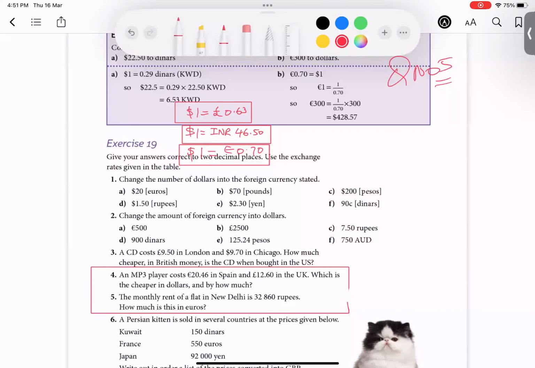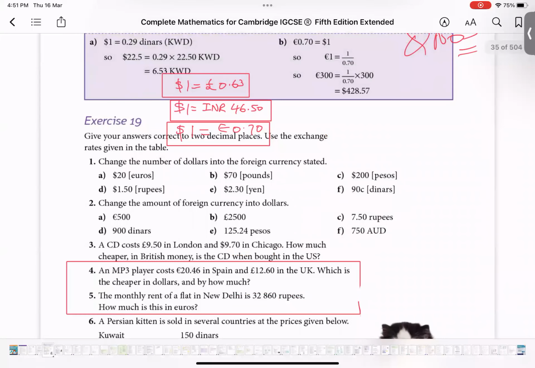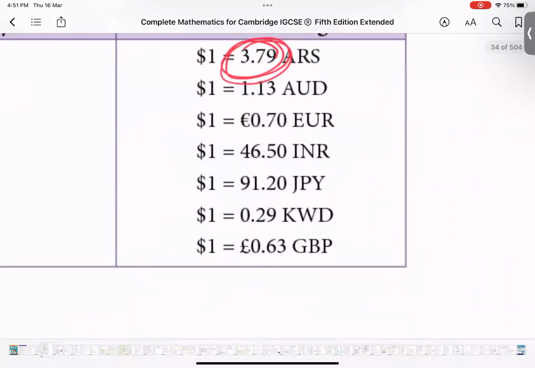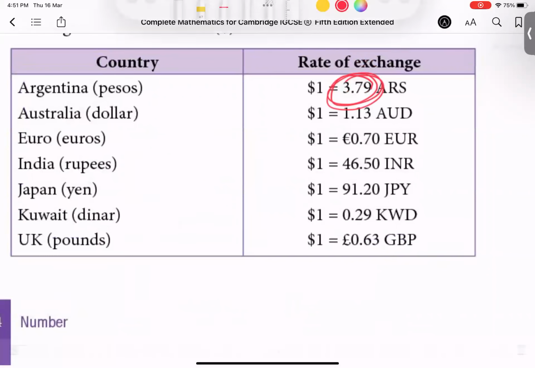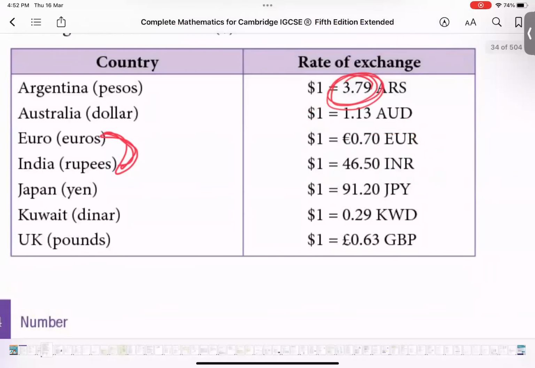So let's see question number 5. What is question number 5? The monthly rent for the flat in New Delhi is this many rupees. What is it asking for? How many euros? Now the problem is that we have no table which connects rupees and euros. We cannot connect them directly. So the only connecting criterion is first rupee to dollar and then dollar to euro. So I will use two connections. So let's start.